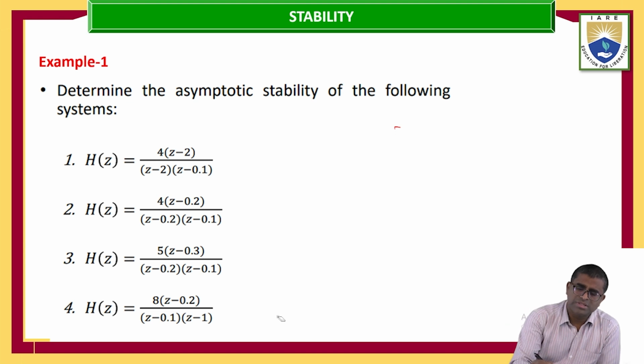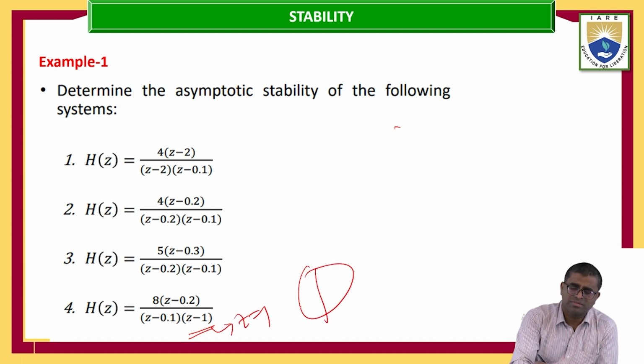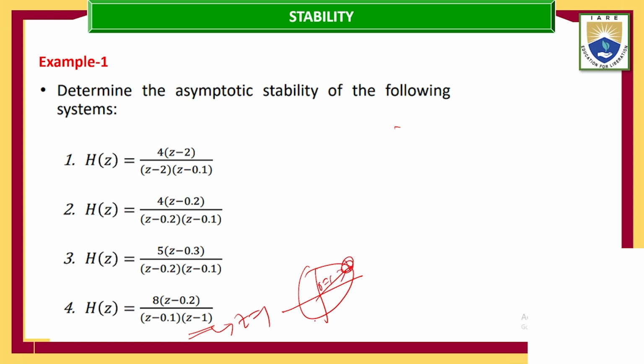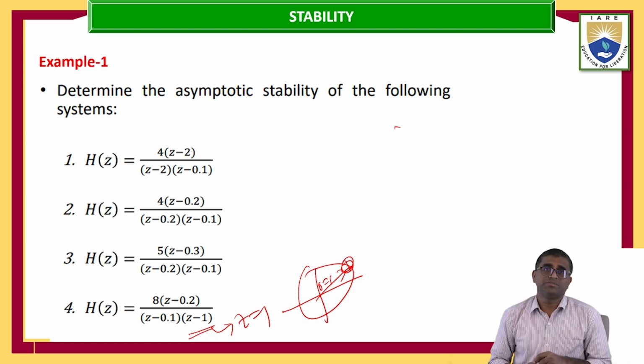Because this part is z equal to 1, it lies on the unit circle, radius equal to 1. So finally we say that the first two examples are asymptotically stable, and the third one is asymptotically stable and marginally stable. Asymptotically stable condition.